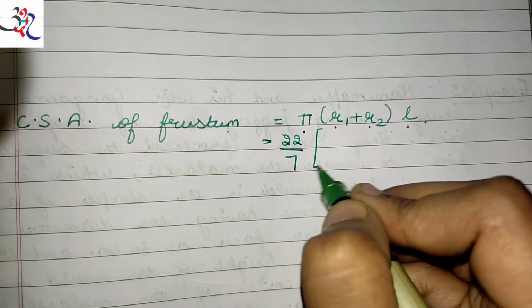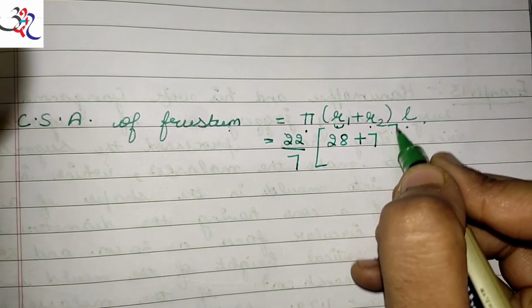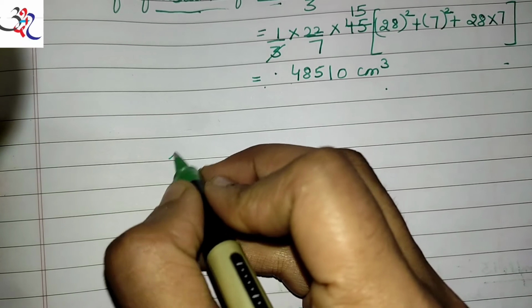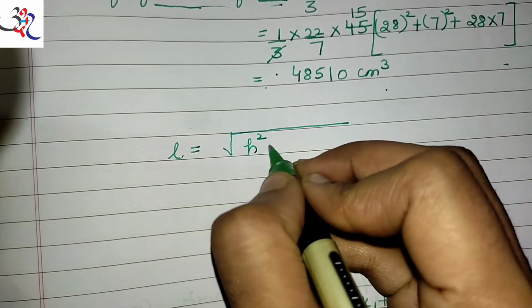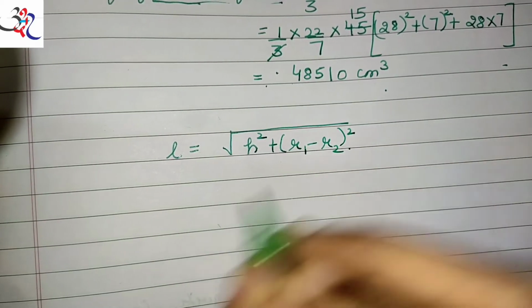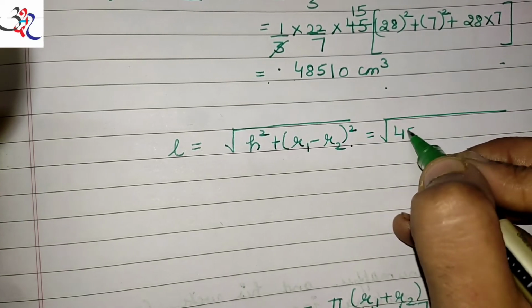Pi is 22 by 7, r1 is 28, r2 is 7, and we do not know the value of L. So we will first find the value of L by using the formula L equal to under root of h square plus (r1 minus r2) whole square. So put the values of h, r1 minus r2.